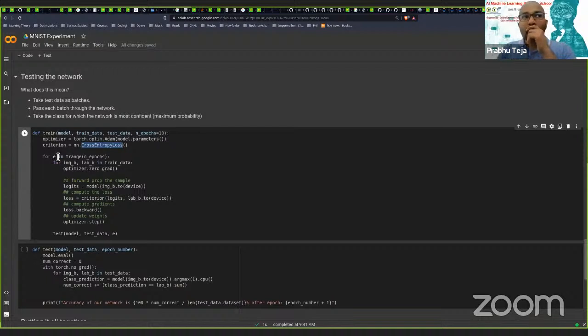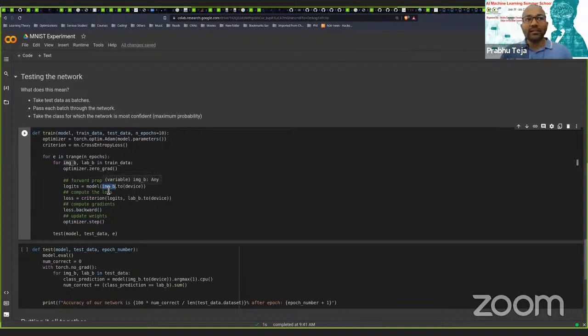Now, for number of epochs, for E in range, tqdm's trange is just, I'll show you, it's just a tracker, a progress bar utility. For E in range of number of epochs, what I do is I loop over the training data. When I loop over it, I get the images and the correct labels. Optimizer zero grad literally says, make the gradient zero. It is literally resetting the state of the optimizer or the gradient before each step.